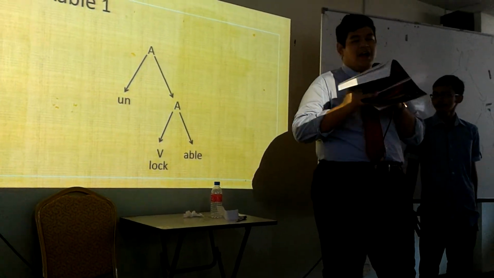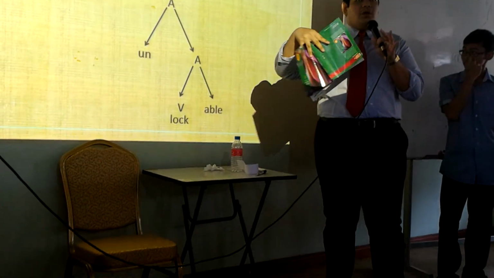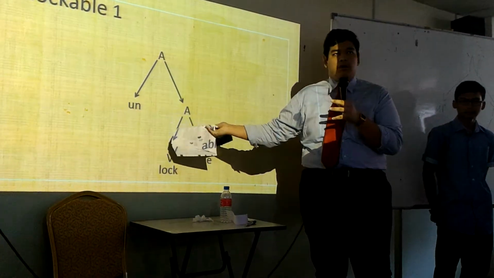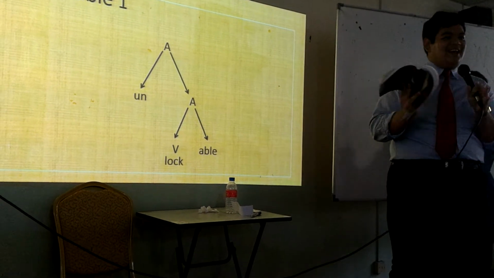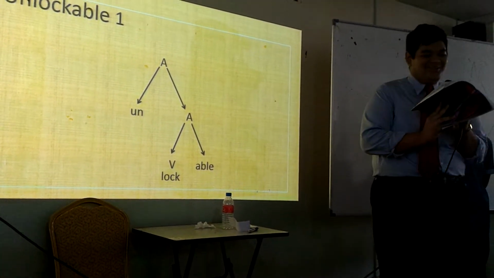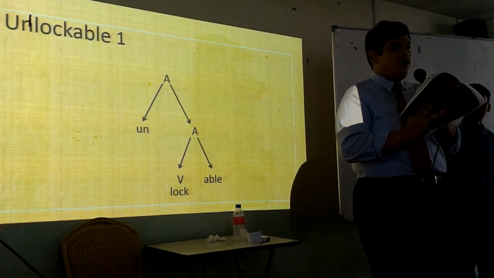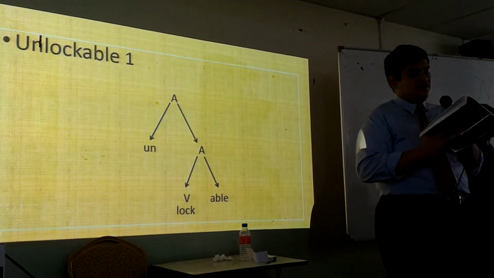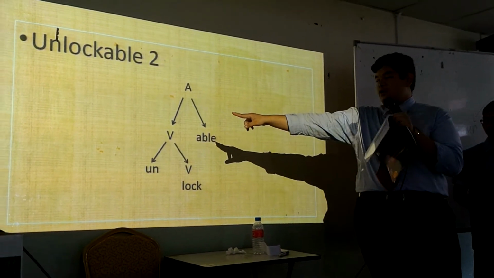If you try to pronounce it differently, for the first one, unlockable, you might get the sense out of it. When you read I cannot lock the door because it is unlockable, it sounds quite clear, right? Okay, this is the first one. Now let's go for the second one, unlockable.